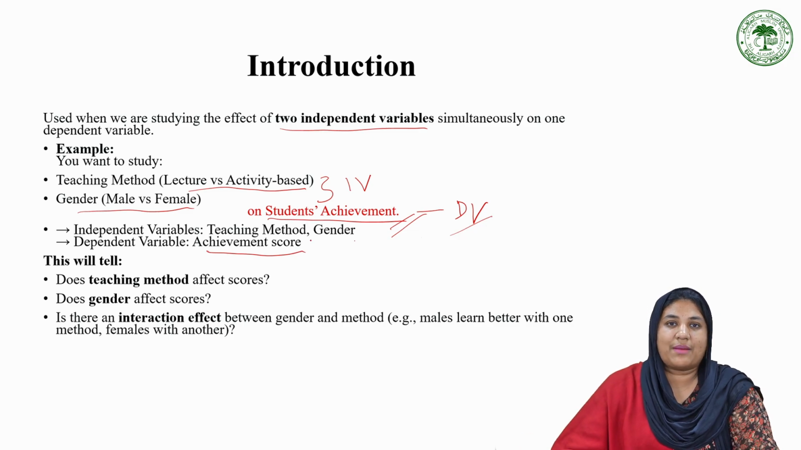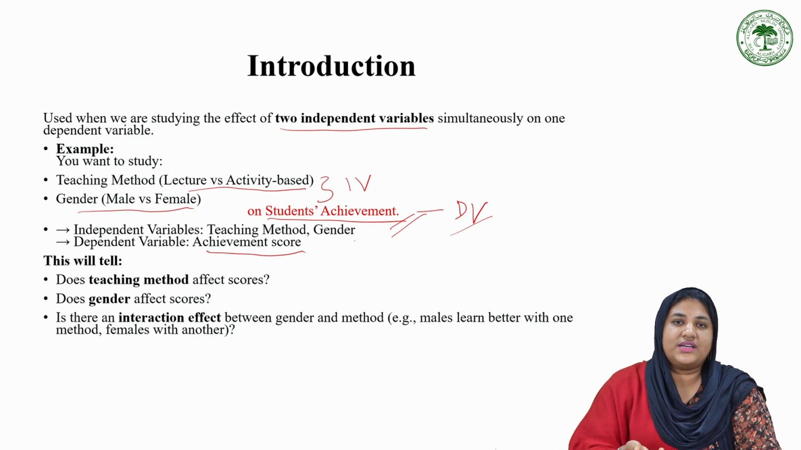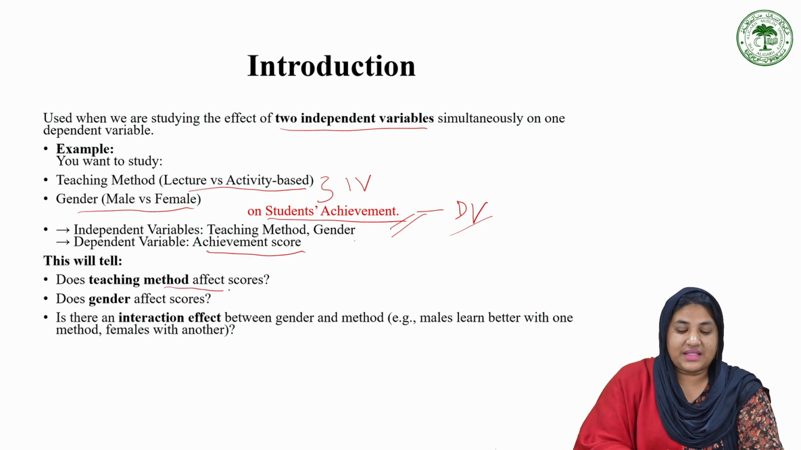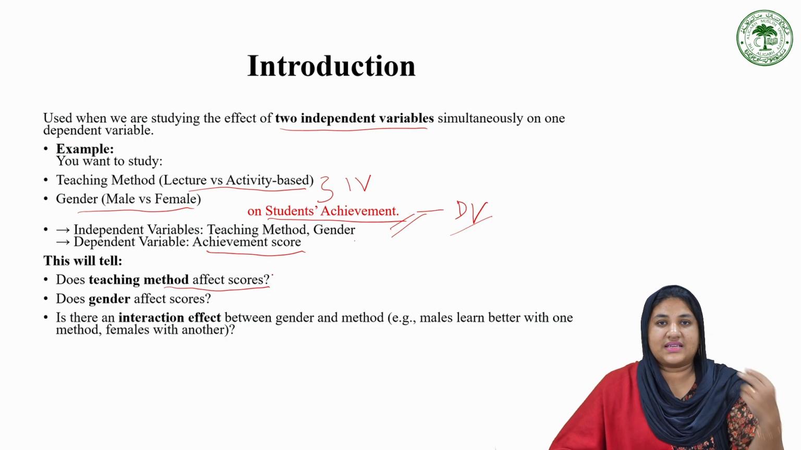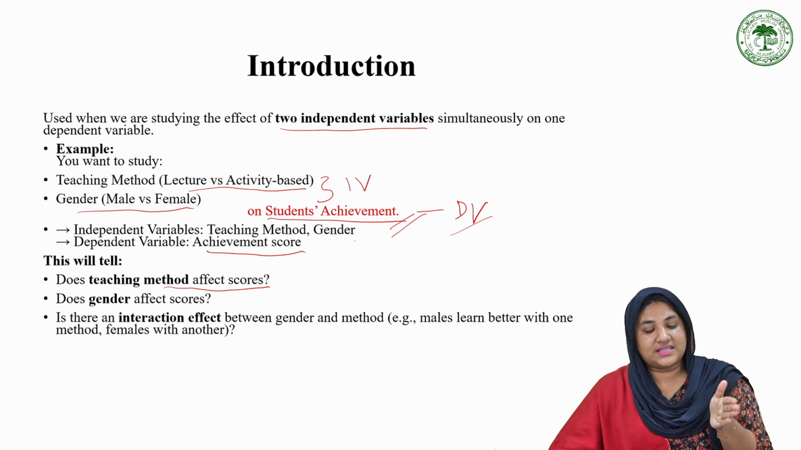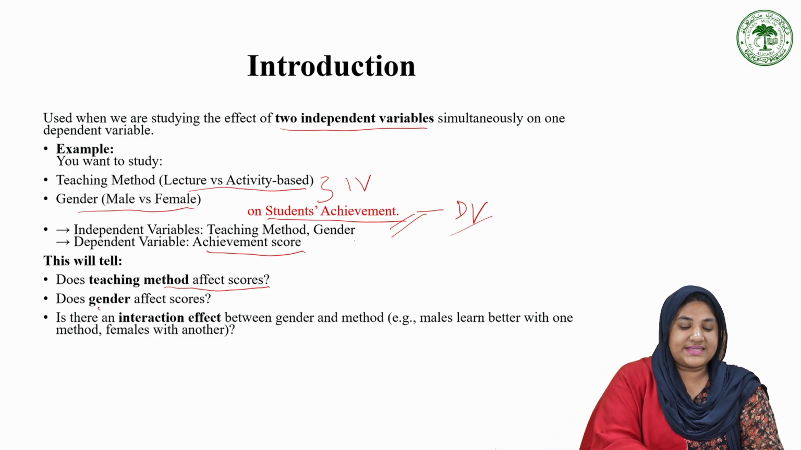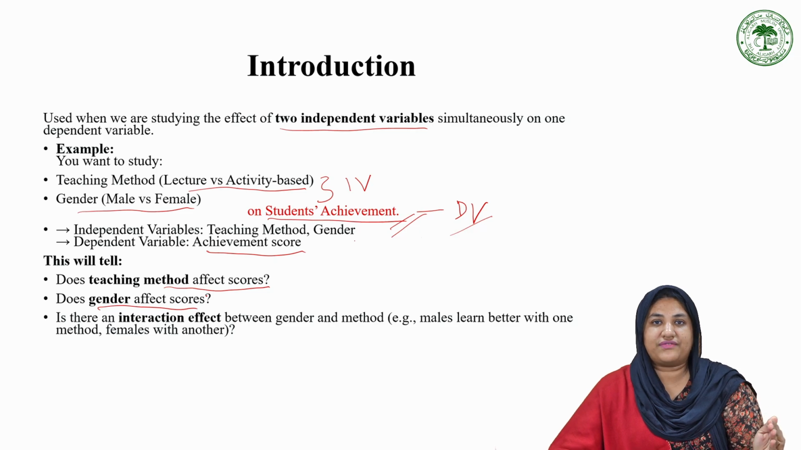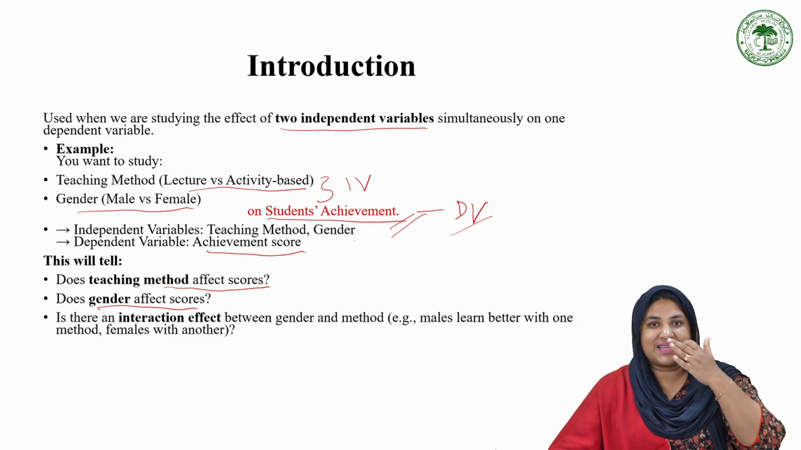Using this example, we will conduct the step-by-step performance of two-way ANOVA using certain screenshots. So what is two-way ANOVA telling you? Does teaching method affect the scores? That means, does the lecture method versus the activity method affect the scores, or does gender affect the scores? That is, whether male or female performance is also affecting the scores.